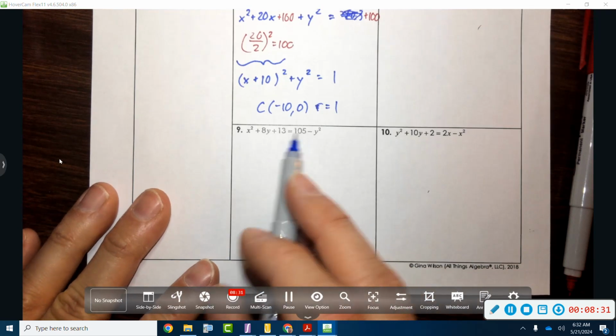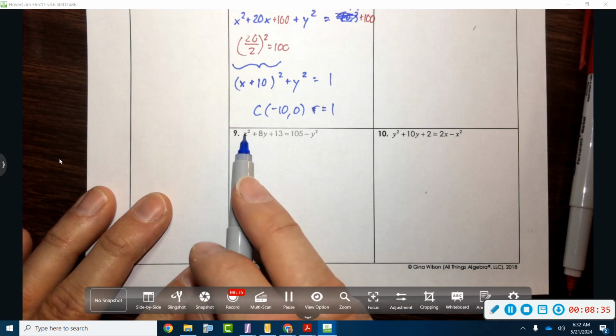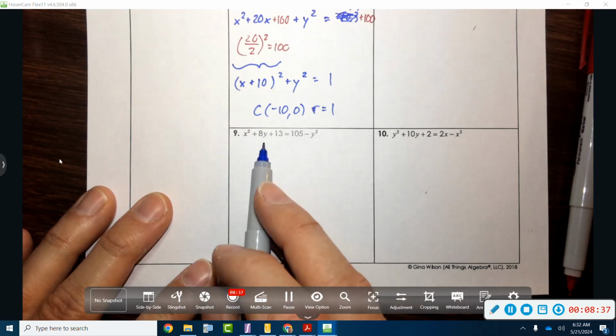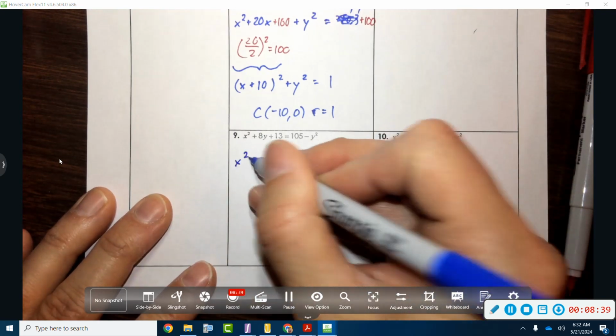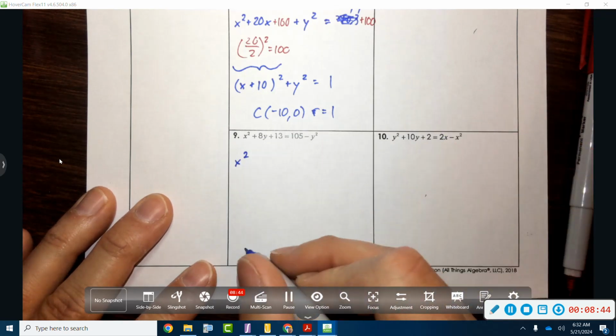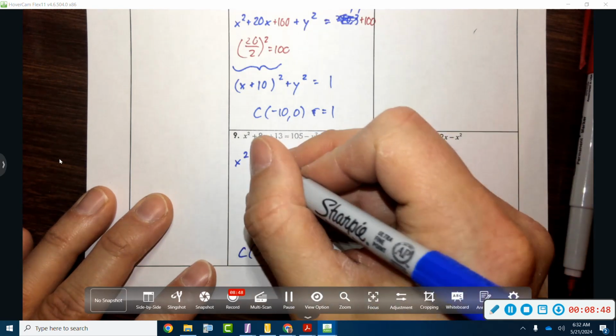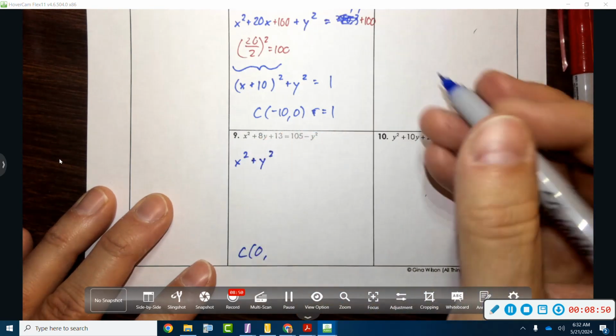Okay, we got some over here. It looks like the x is actually alone. We're going to move this y squared over to the other side. So x is alone. Nothing to combine with him, so we already know the x coordinate of our center. In fact, you could write it down if you'd like.